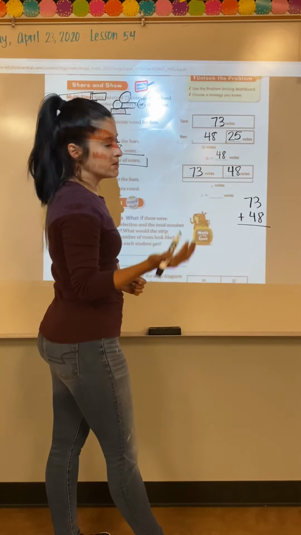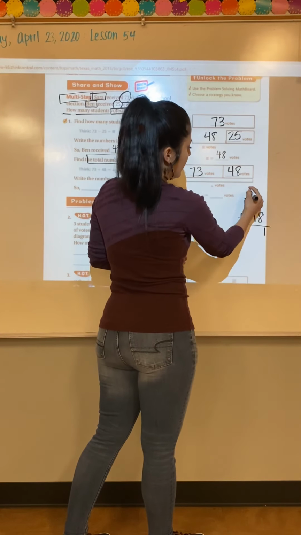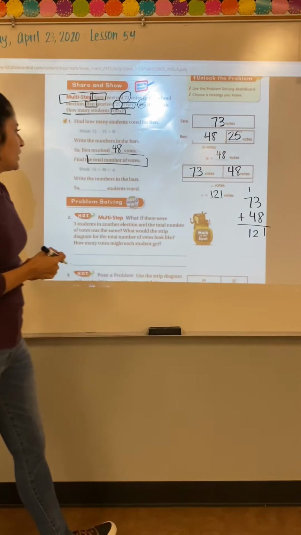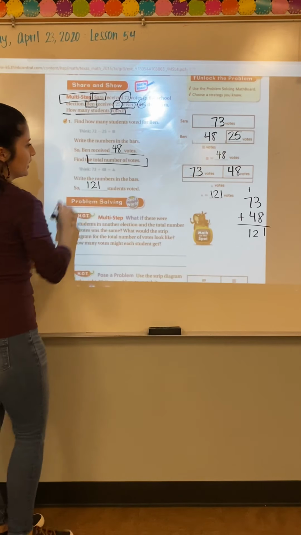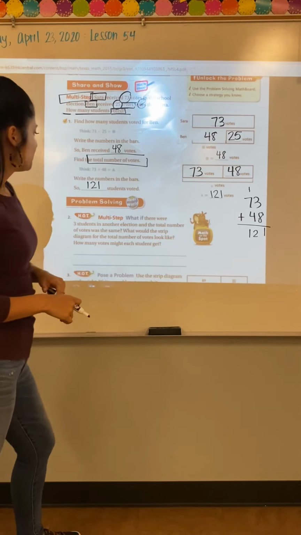8 plus 3 is 11. 7 plus 1 is 8. 8 plus 4 is 12. So 121 votes in all, or 121 students voted.